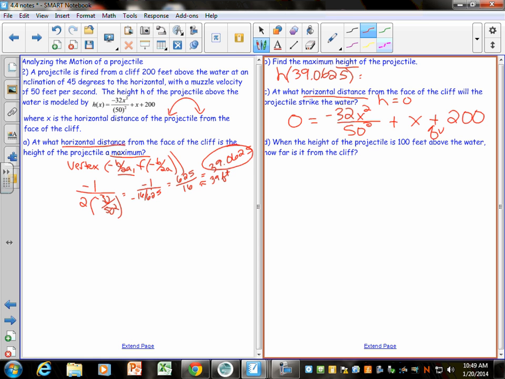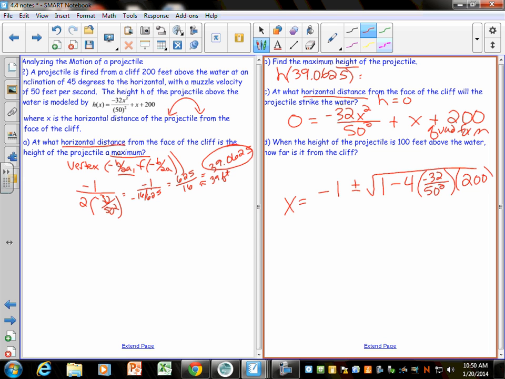So I'm just going to put underneath this the quadratic formula. Maybe I should have given you more room on your paper to do this. But quadratic formula is x equals negative b, so that would just be negative 1, plus or minus the square root of b squared, which is 1. You could change this to a decimal if you want, right? You could just use that as a decimal, but I just kept typing it in my calculator. Minus 4 times a, which is negative 32 over 50 squared, times c, which is 200, all over 2 times a. Don't forget that 50 is squared on the bottom.